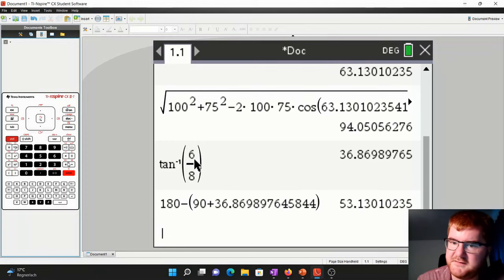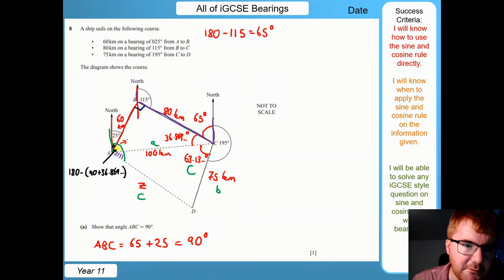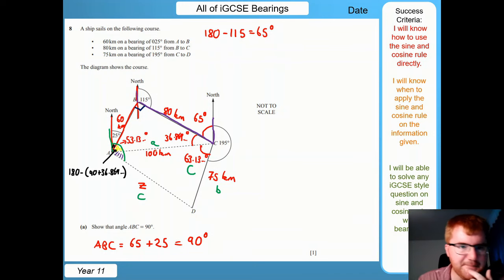Close brackets, and that gives us 53.13. So let's write that in. So this angle here is 53.13 dot, dot, dot degrees. So that's the easier angle to work out. Now we want to work out the angle down below.